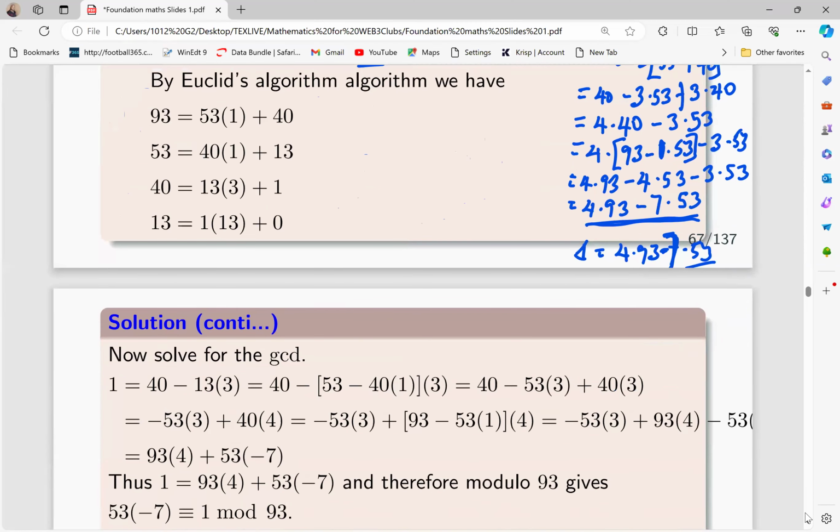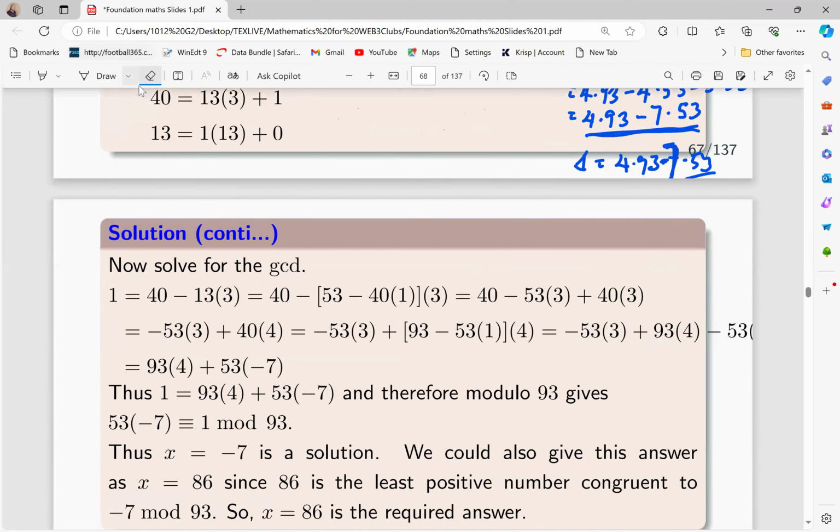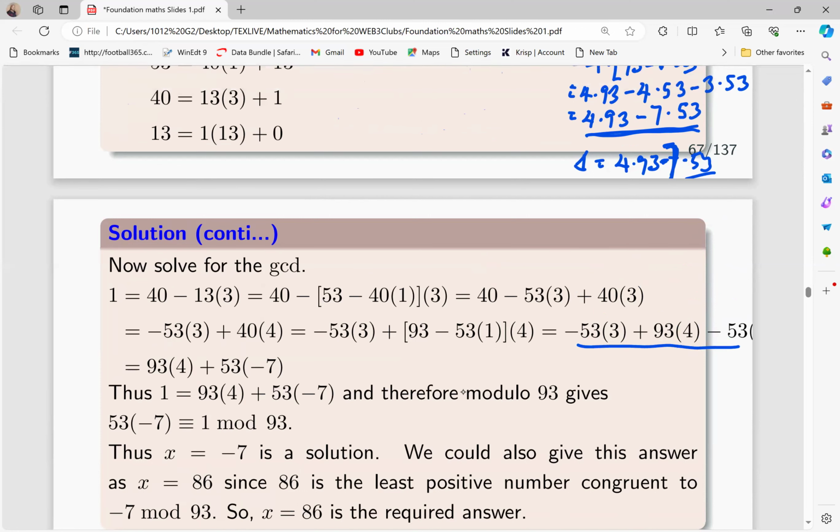Then the working continues. The only problem is that at this point, this one I placed at the very margin, so it's something not clear here. Let's find out what it is. This point here, let's just write it here. It comes from here, it comes from this point, it comes from here. What was happening at this point? We wrote negative 53 multiplied by 3.